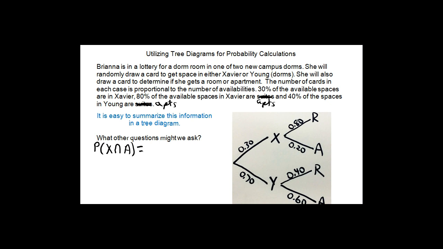Okay. Intersections are always products down the appropriate branch. So I'm going down the X branch and the A branch. So without much thought, once I learn the procedure, I know that the answer will be 0.30 times 0.20, which is 0.06. So there's a 6% chance that Brianna will get in Xavier and an apartment.